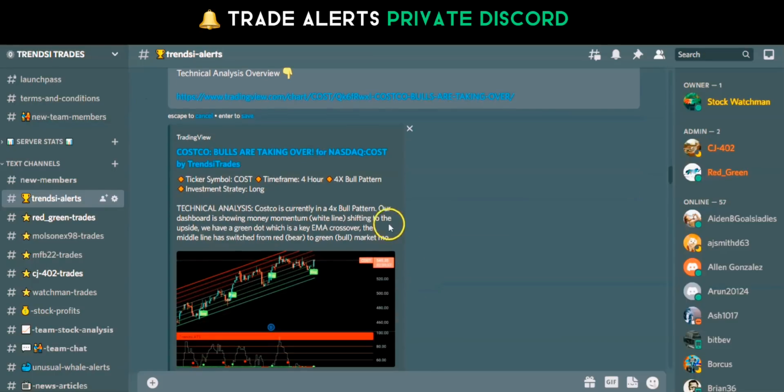More importantly, we give a detailed description of exactly why we are entering into this position so you can understand how to better use our indicators to look for potential entries and exits in the market later on in your trading career.